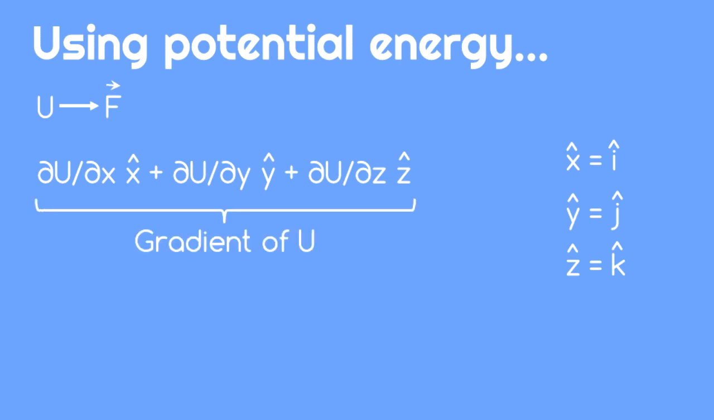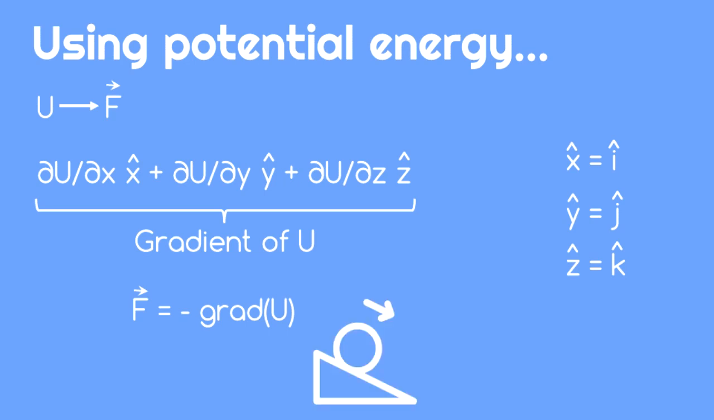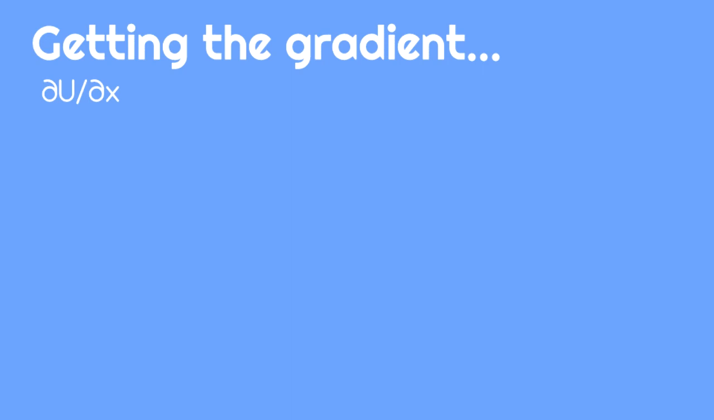Then you add these three vector derivatives, obtaining what's called the gradient of the potential energy. Finally, to get the force, you just multiply the gradient by -1. This negative is needed in order for objects to roll downhill. The gradient is fairly easy to calculate in a computer code.